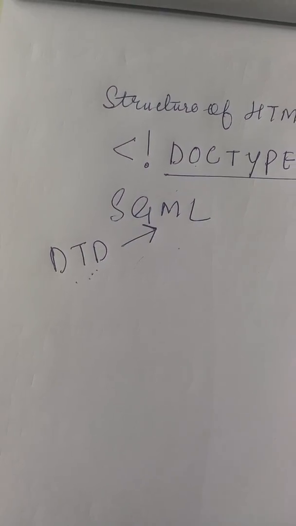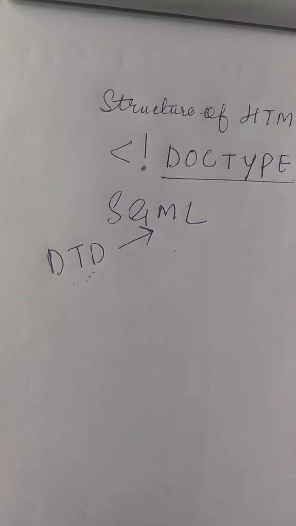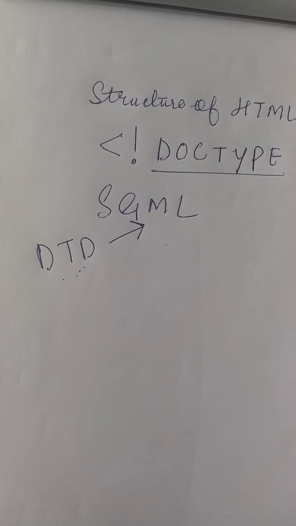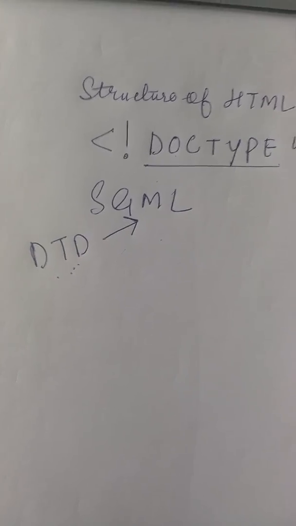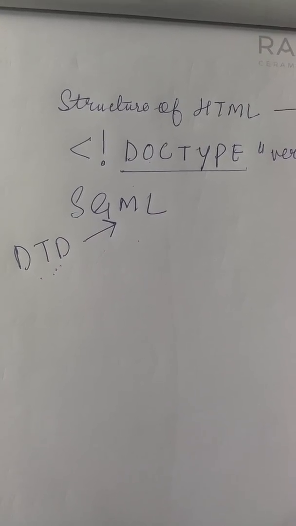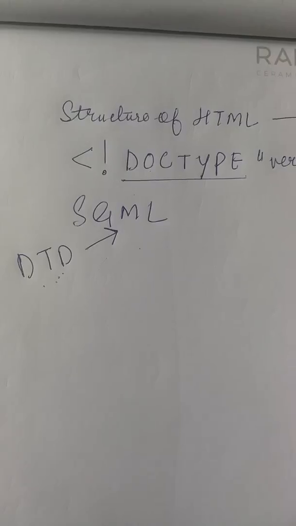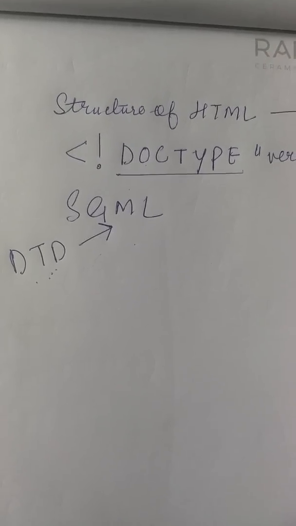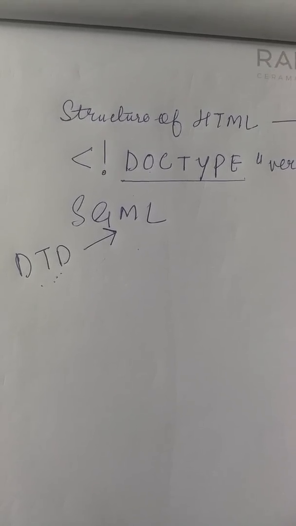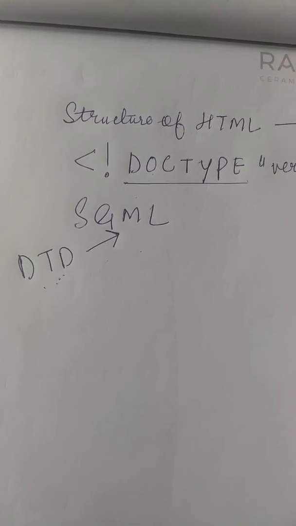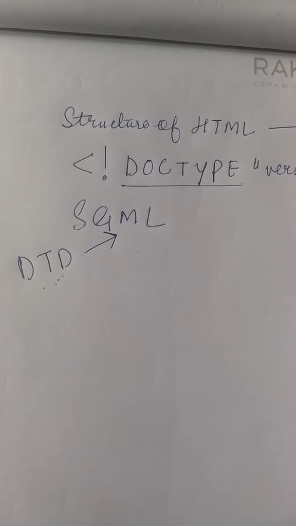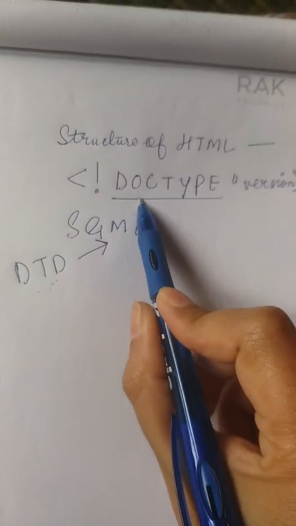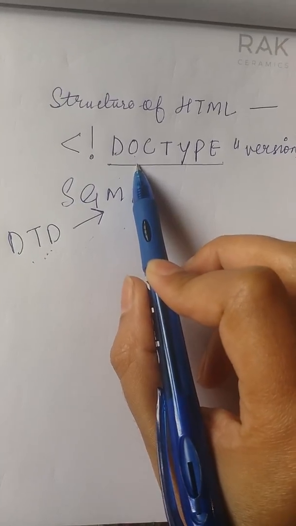Now, as I told you, SGML is a meta language, and in this language HTML has been written. So we firstly have to define according to what standards our document has been defined. So this Doctype declaration defines it.